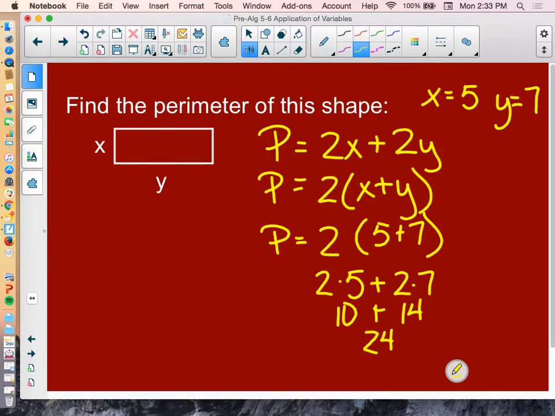Please do not forget that you still need to label your answers. And in this case, it would be units because it's perimeter. If it were talking about the inside, if it's talking about the area, it would be x times y, and that would be in units squared.